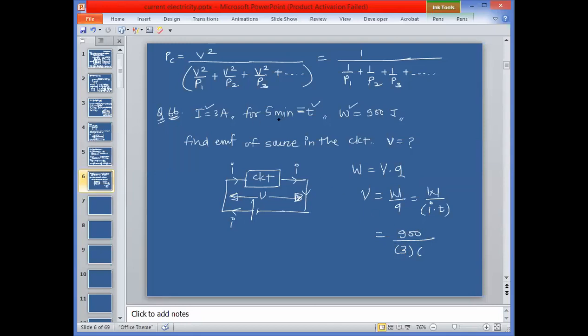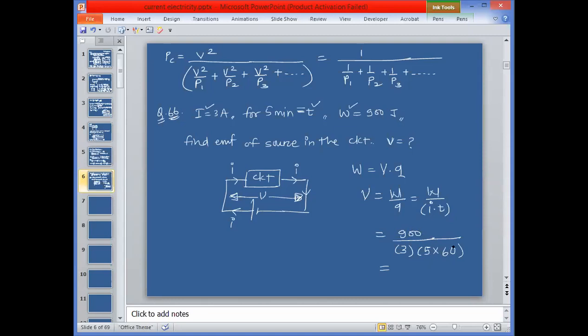Time is equal to what? Time is equal to 5 minutes. We don't want it in minute. So minute we have to replace by 60 second. No need to write second because it is SI unit. While calculation, we don't write the unit, but we do the conversion of unit. Minute is to be written as 60 second. 5 as it is.